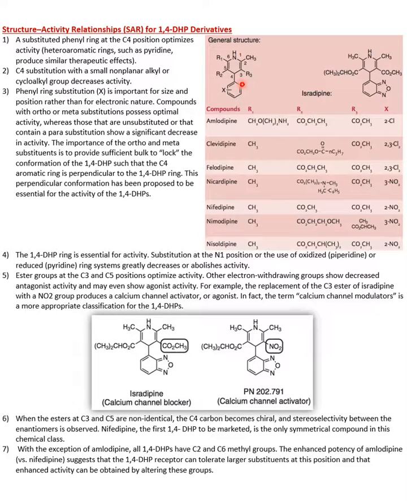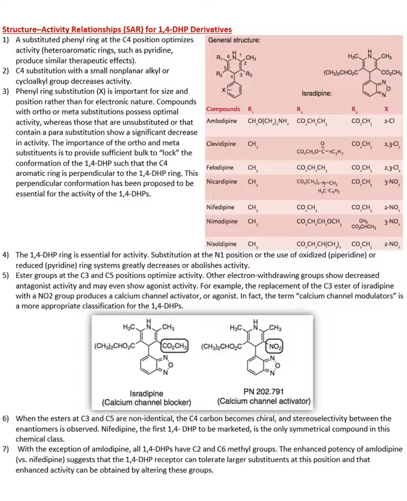If there are no substitutions at the ortho and meta, and when I say ortho and meta, I also apply that to here, the ortho and meta positions, so that's left side or right side. If there are no substitutions, then this ring is able to rotate and it's no longer locked into the perpendicular position, and the activity significantly decreases. Okay, and the same if you put a substitution on the para position, the ring is still able to rotate because it's not locked into the perpendicular position, and then the activity is significantly reduced.